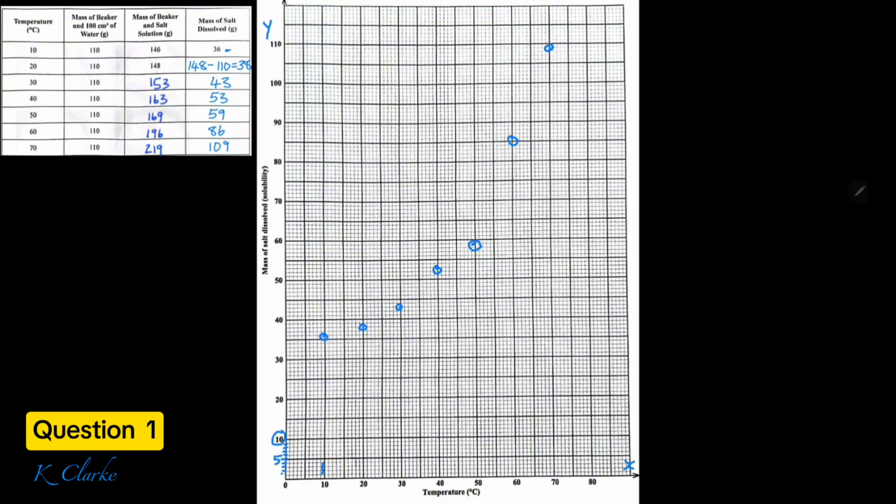After plotting all points, you'd need to draw the line of best fit or the solubility curve. We are going to start from the lowest point of the graph and move along to the highest point on our graph. It must be freehand and contain as many points as possible.